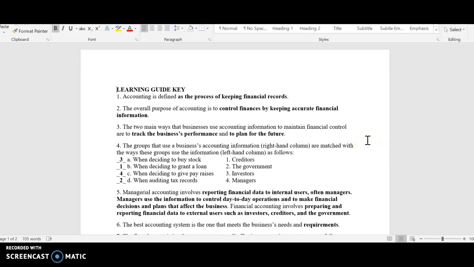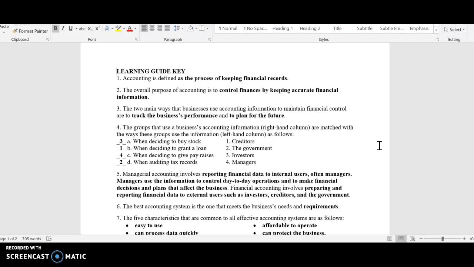So the first question is, of course, defining the accounting process. You're going to use a combination of your PowerPoint and the reading to help you out. Question 2 asks, what is the overall purpose of accounting, which is, of course, to control the finances by keeping accurate financial information. Number 3 says the 2 main ways that businesses use accounting information to maintain financial control are to track the business's performance and to plan for the future.